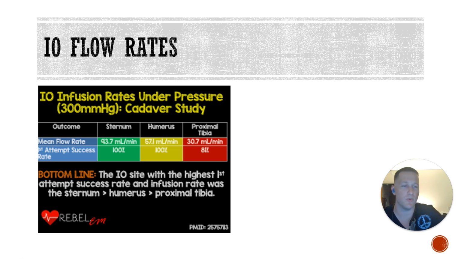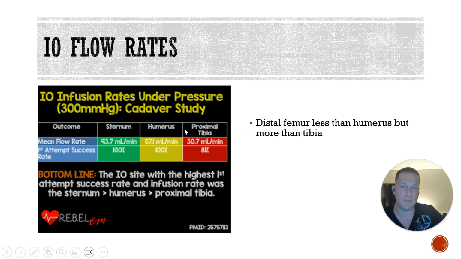The fast one, I believe, is the brand name of the sternum one. It kind of lost a little bit of favor, but they're still floating around out there in the deployed environment. Humerus is the next most fast. Femur is between the humerus and proximal tibia. Like I said before, it needs to be on a pressure bag.